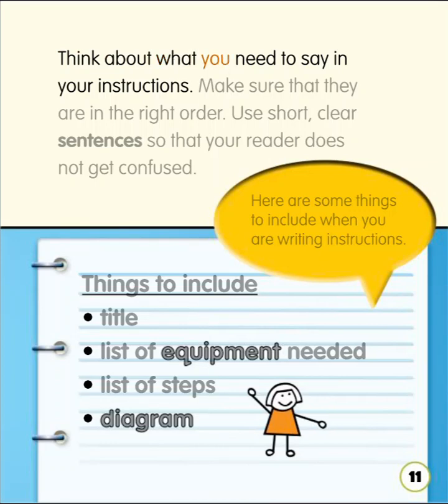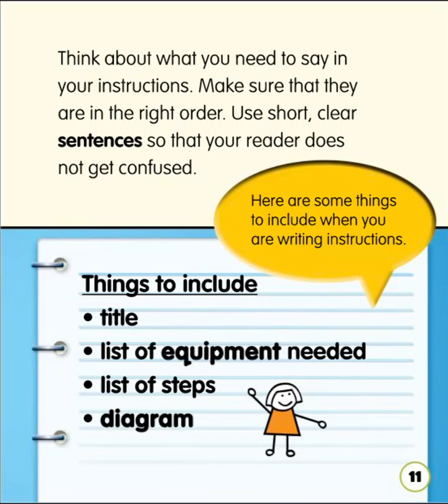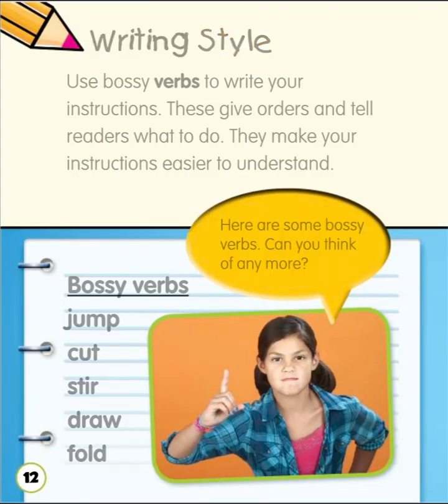Think about what you need to say in your instructions. Make sure that they are in the right order. Use short, clear sentences so that your reader does not get confused. Here are some things to include when you are writing instructions. Things to include: title, list of equipment needed, list of steps, diagram, writing style.